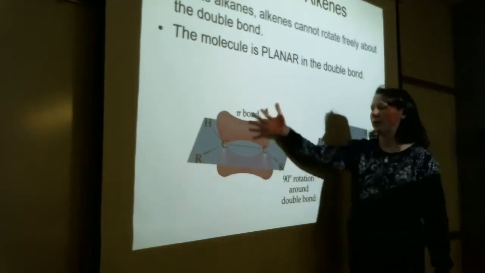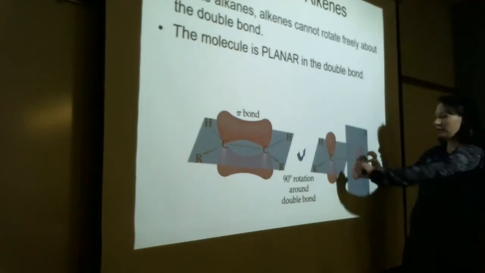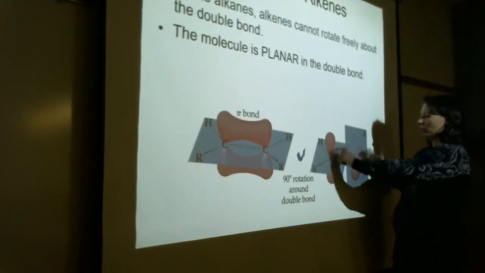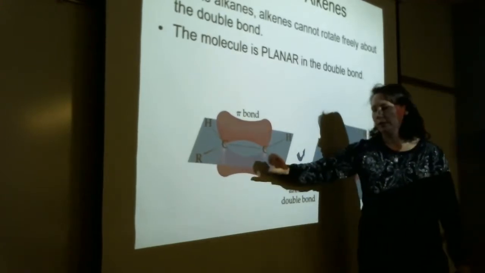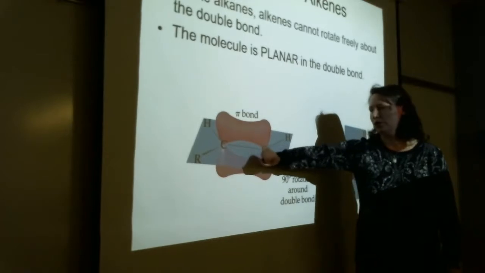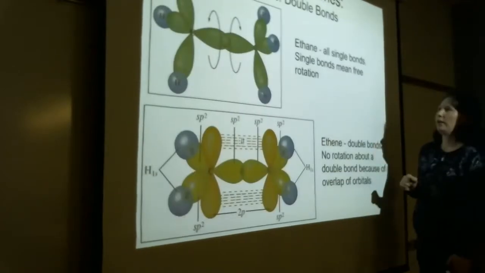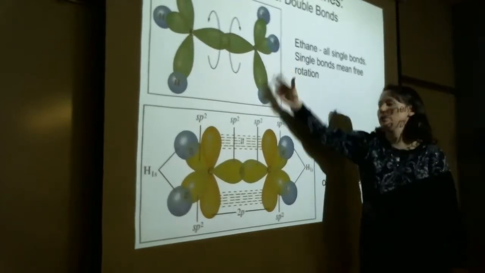The molecule is planar around that double bond, right? This is two orbitals that are free to rotate, but during that pi bond, that's what that's called, we don't have that free rotation anymore. That's electron density above and below. All right, this is again just showing that we don't have that free rotation like we do in the alkane.